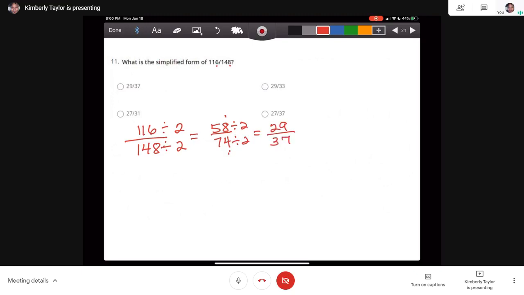So guess what? You can't do anything else with this, all right? So both of these numbers are what they consider to be prime numbers, meaning they are only divisible by 1 and itself. But that's a whole nother thing. But this is how you know you're done. So the answer here is going to be 29 over 37.